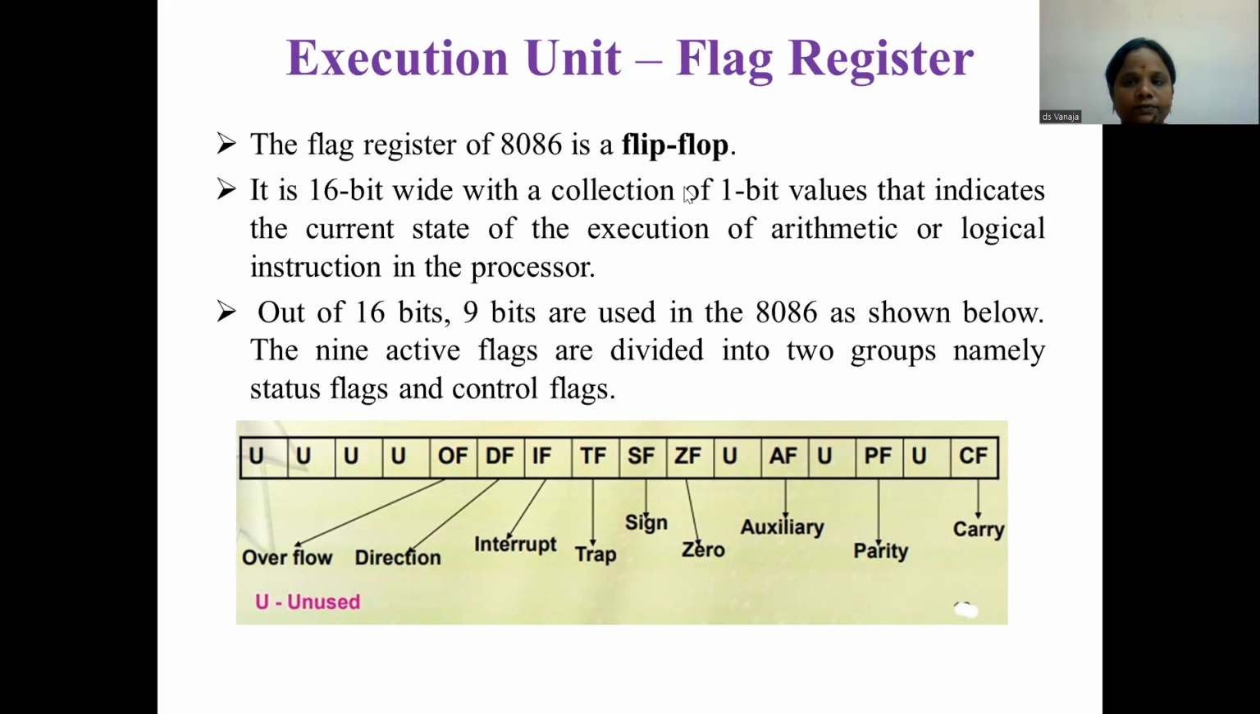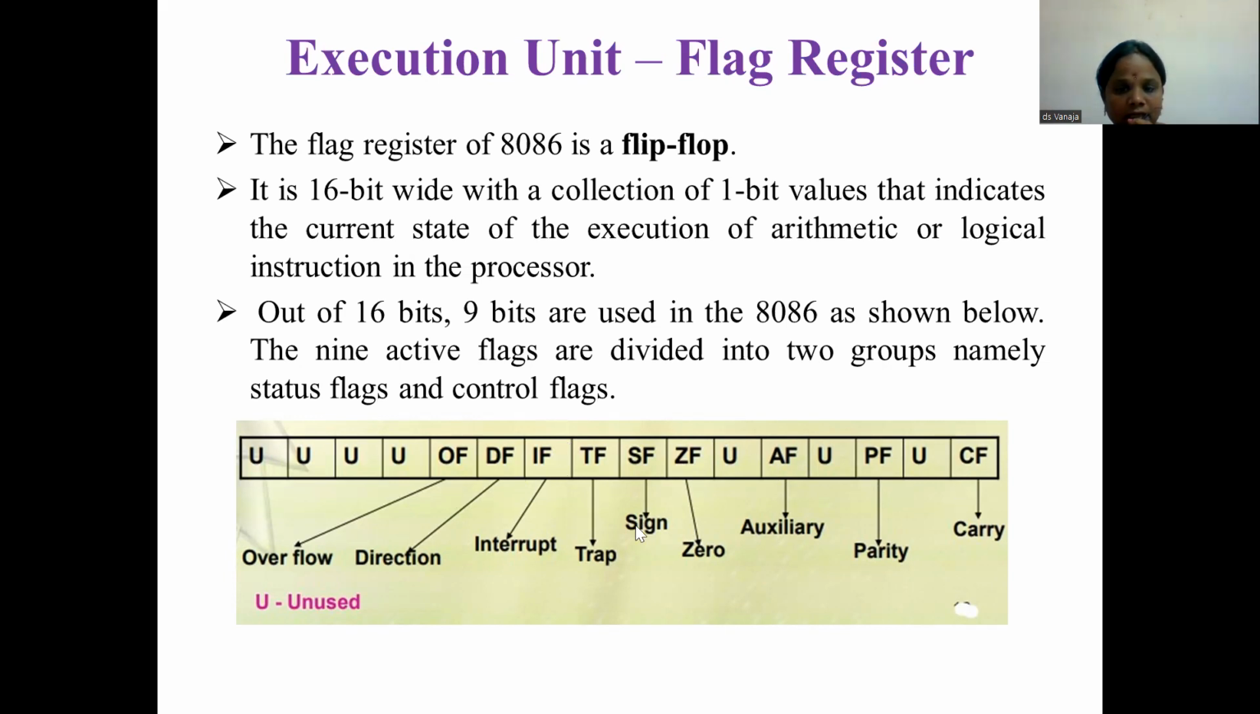It is 16 bits wide, with a collection of 1-bit values that indicate the current state of the execution of arithmetic and logical instructions in the 8086 processor. Out of the 16 bits, 9 bits are used in the 8086 as shown in the figure below. These 9 flags are again divided into two groups, namely status flags and control flags. Here, U represents unused or undefined flags. Out of the 16 bits, only 7 are undefined, and the remaining 9 flags are defined.